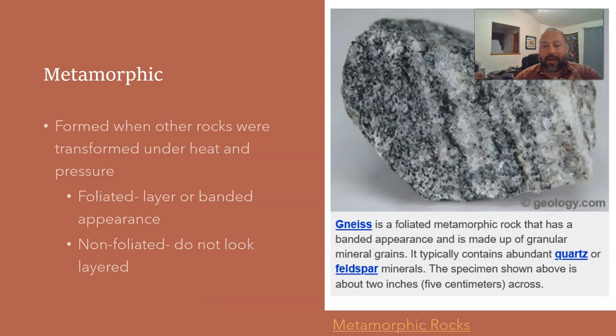And then our third category is metamorphic rocks. So we got gneiss right there as an example. It's a foliated metamorphic rock. So we have two types of metamorphic rocks. So foliated, meaning it's got a layered or banded appearance, right? If we look at this, we can kind of see, it looks like there's a layer there and a layer there and a layer there. So it's got that layer or banded appearance.